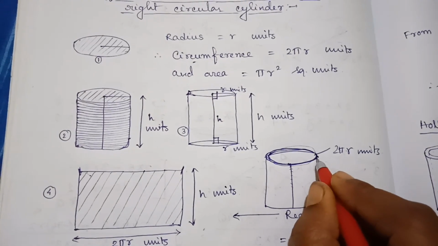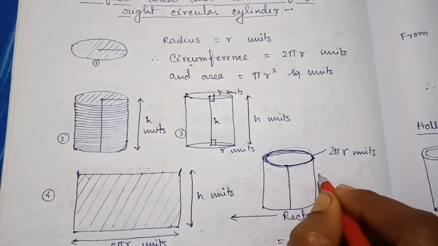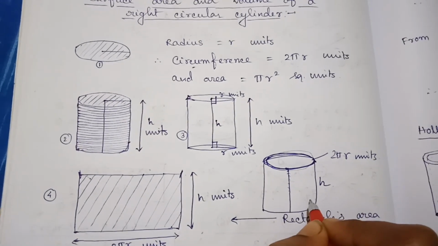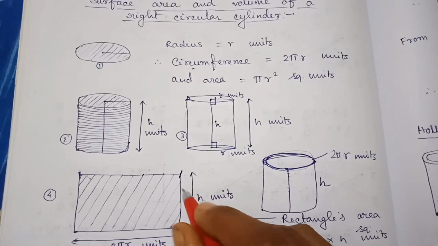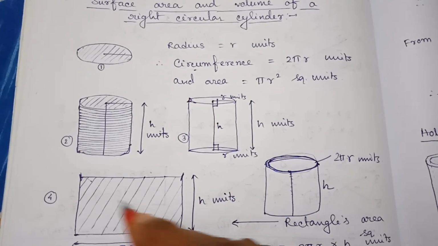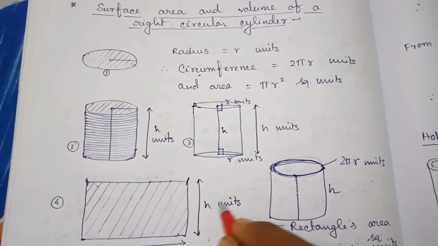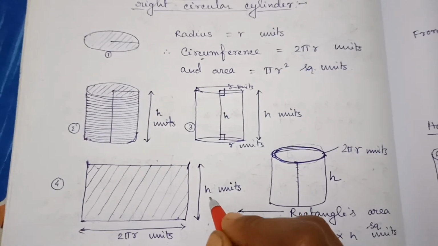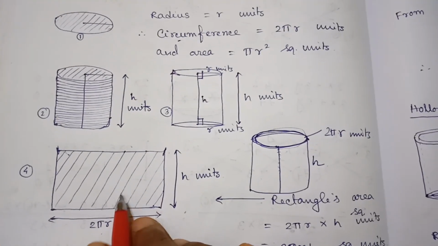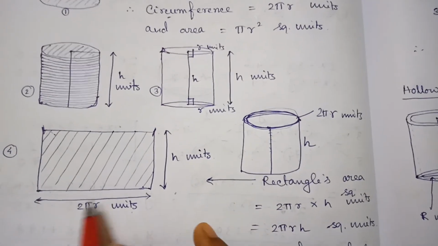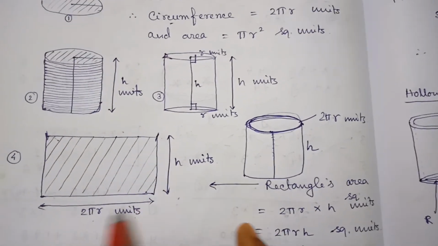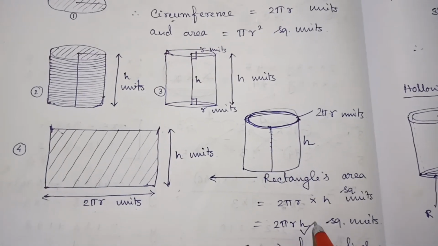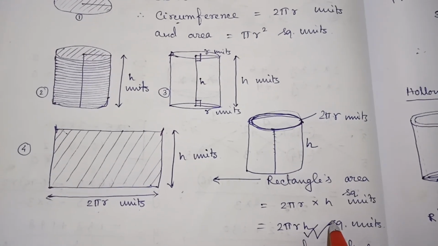And this height, which is h, is basically the breadth of the paper. So height h I have taken as its breadth. Now this rectangle's area is equal to 2 pi r into h, length into breadth, square units. So it's 2 pi rh square units.